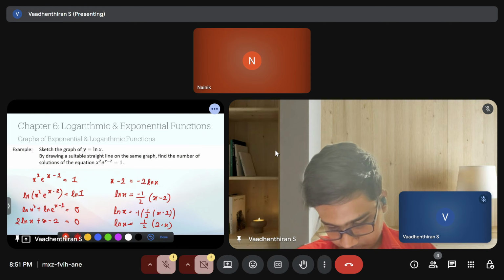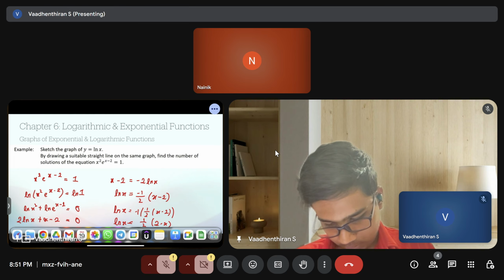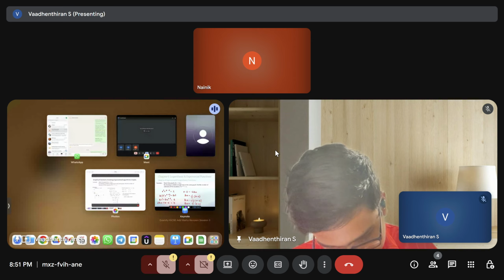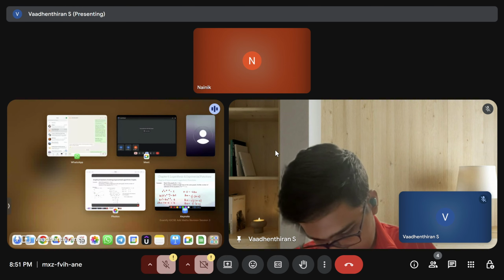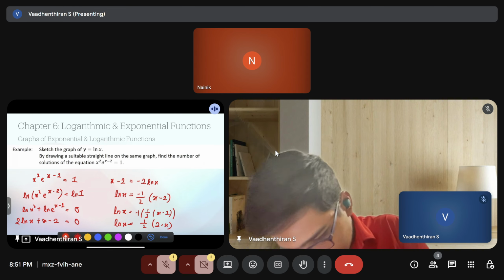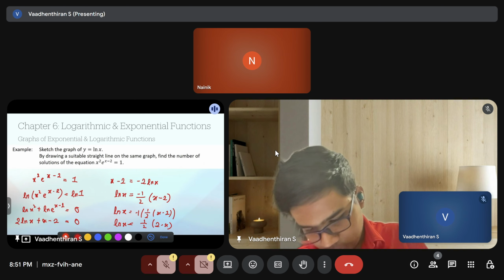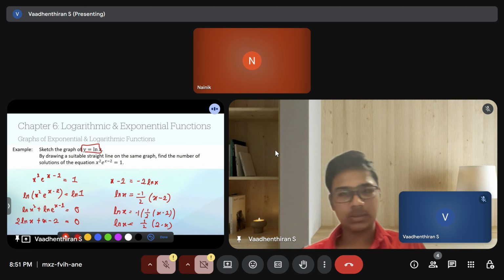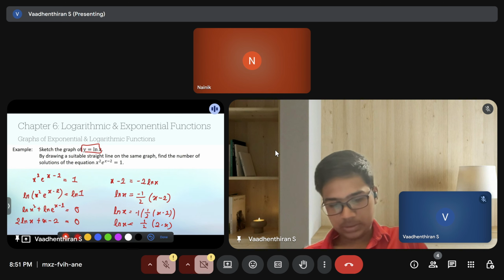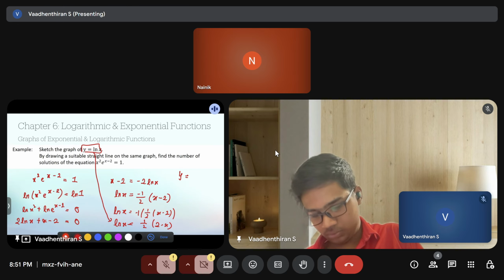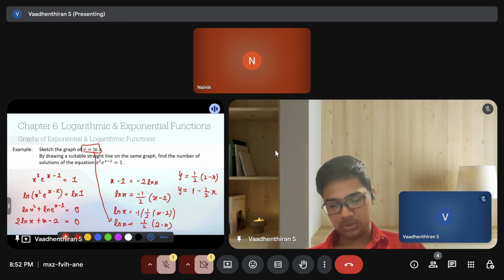Then what you can do is, you know that y is equal to ln x, right? So now you can substitute y here. y equals half times 2 minus x. Okay. y is equal to 1 minus half x. So this is your straight line equation.